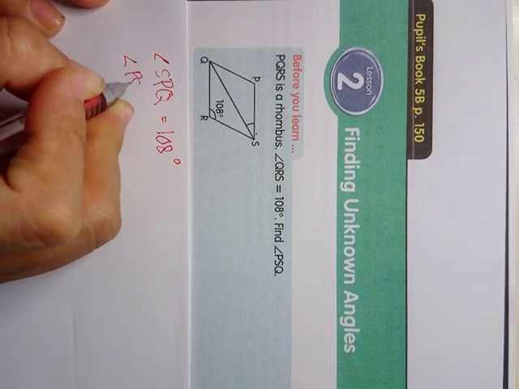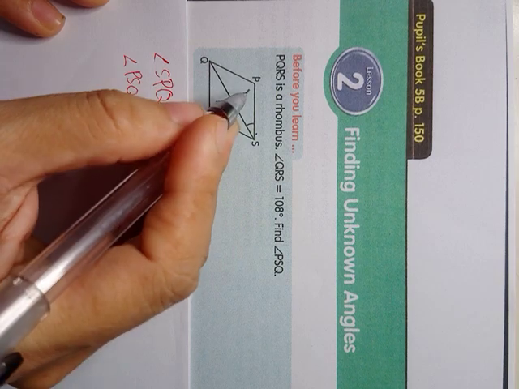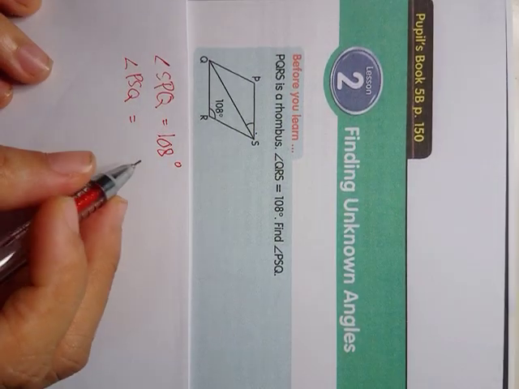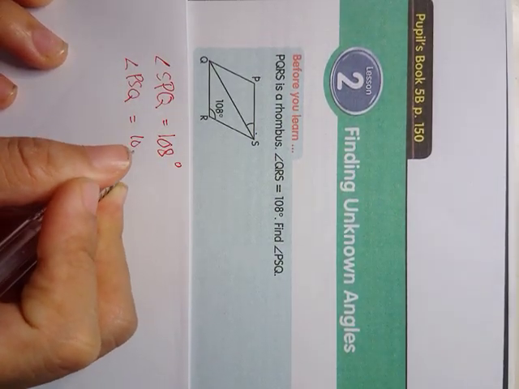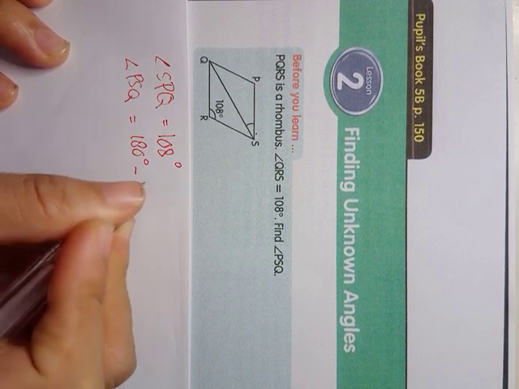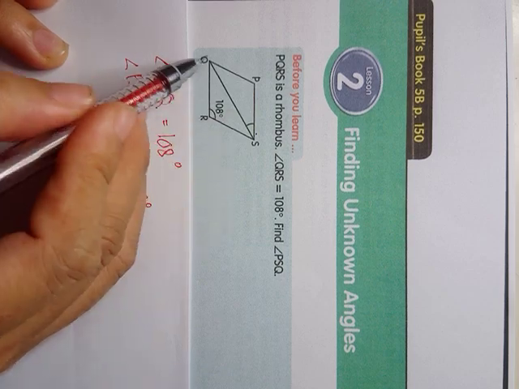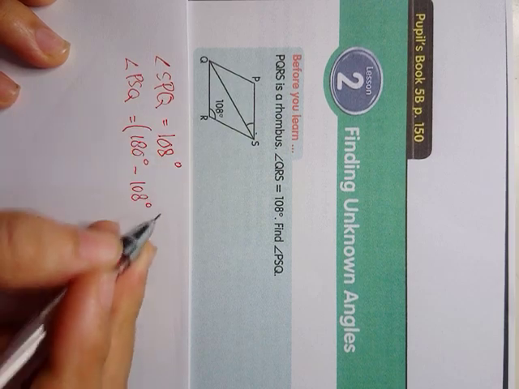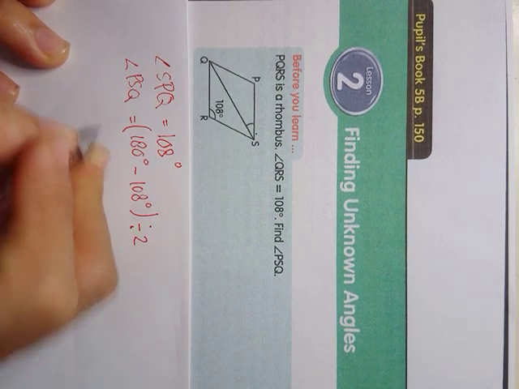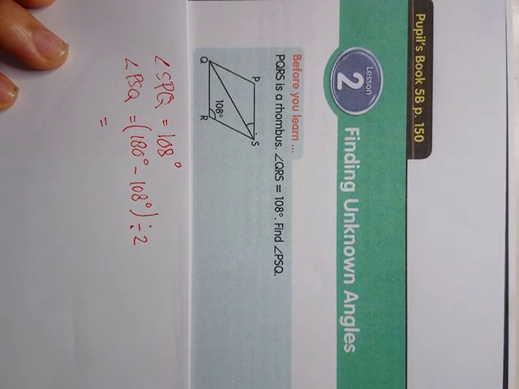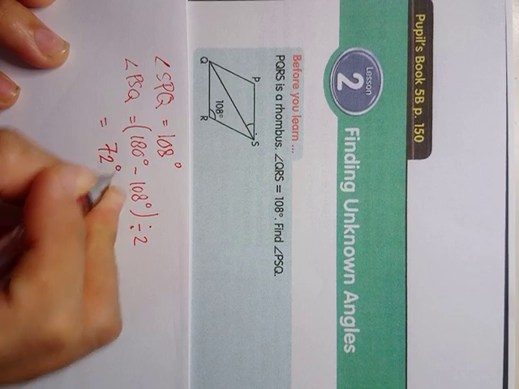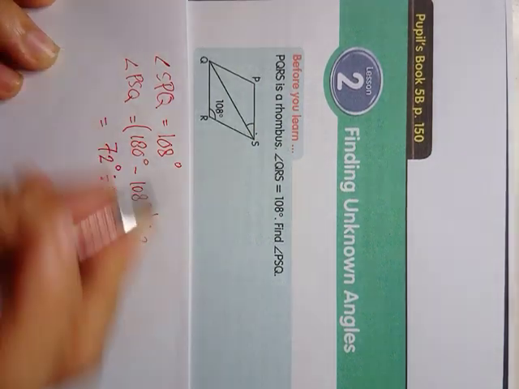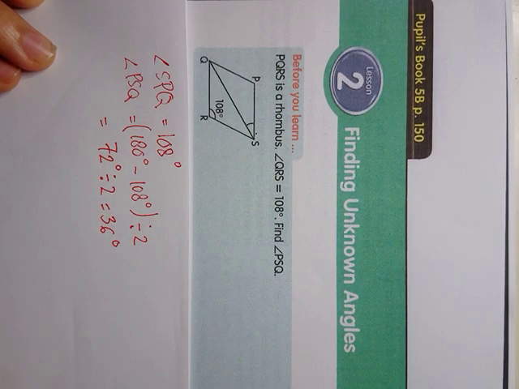Angle PSQ is equal to, remember, the sum of all angles in a triangle is 180 degrees. One of them is 108 degrees. So 180 degrees minus 108 degrees. But remember, these two angles are equal, so to find one of them, we just need to divide by 2. 180 degrees minus 108 degrees is 72 degrees, divided by 2 equals 36 degrees. So angle PSQ is 36 degrees.